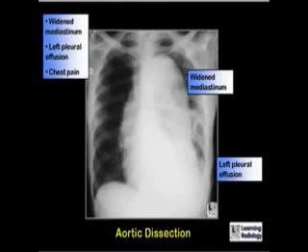Conventional radiography is not a very sensitive means of demonstrating an aortic dissection, but if you see a patient who has a widened mediastinum, a left pleural effusion, especially if they're complaining of chest pain, then you should be worried about the presence of an aortic dissection.